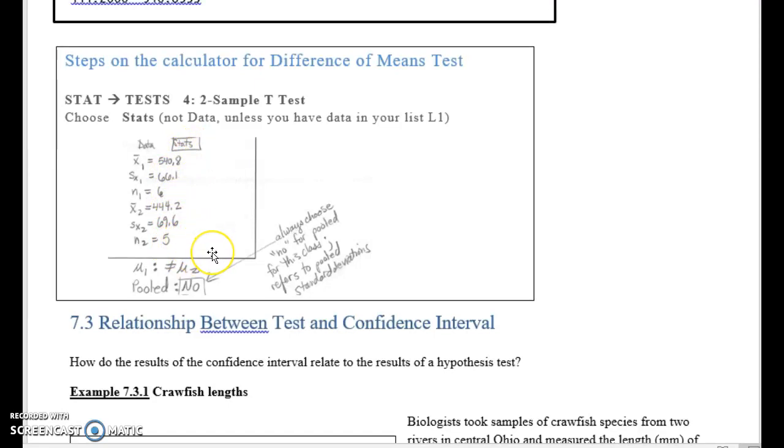The only thing that we're not going to discuss, which is outside the scope of this class, is why you're going to choose pooled. You're always going to select no. That refers to something called pooling of standard deviations, and that requires a test that we do not do in this class.